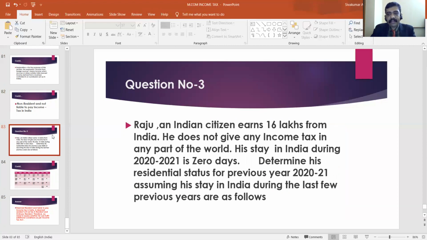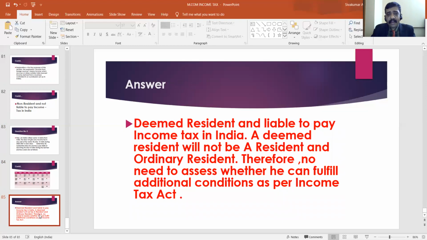Determine the residential status of Raju for the previous year 2020-2021, that means the assessment year 2021-2022. Okay. What is his residential status? His residential status is deemed resident and he is liable to pay income tax in India. A deemed resident will not be a resident and ordinary resident. Therefore, there is no need to assess whether he fulfills additional conditions as per the Income Tax Act. His residential status is only deemed resident. Okay. Please wait for another video.